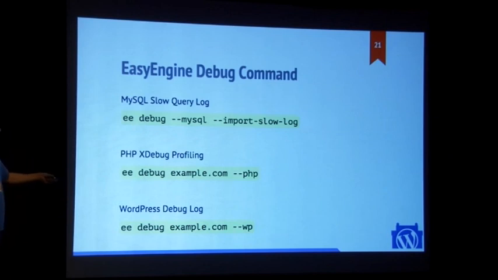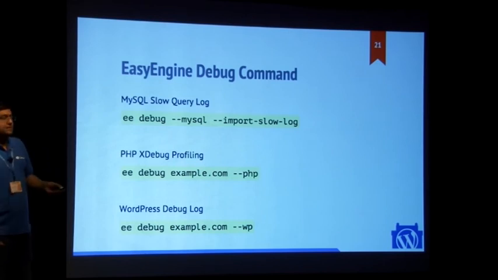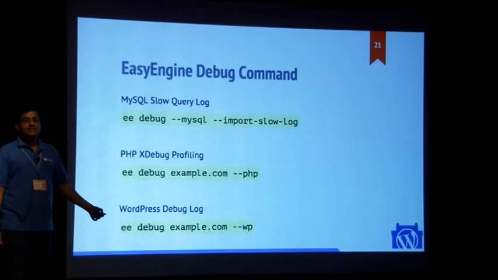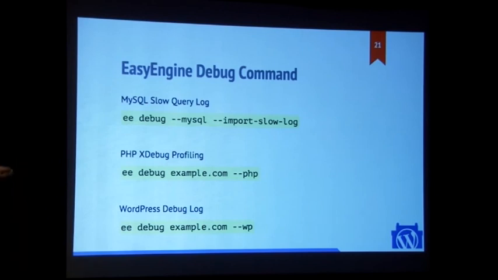Then this is an Xdebug profiling example. As I told you, Xdebug profiling is heavy. We shouldn't keep it on always. Then the last is WordPress debug log. This is what most WordPress people, WordPress developers, are familiar with. You add 4 lines in wp-config and it gives you one file, debug.log in wp-content. But we added it in Easy Engine, automation of that part, because Easy Engine has an EE log command. When you run the EE log command, it fetches all log files for that particular site and gives you a linear stream of all the messages.